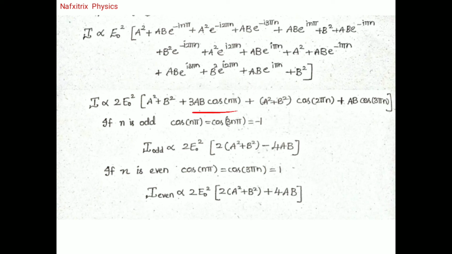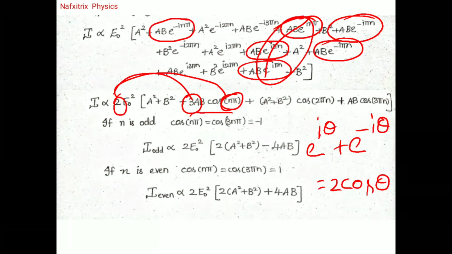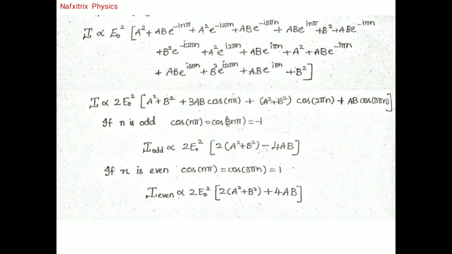Hence we would get this term from that formula. The next thing we need to look at is the a square plus b square term, in a similar fashion. Here a square e power minus i 2 pi n, here also a square e power i 2 pi n, here b square e power i 2 pi n, and next b square e power minus i 2 pi n. Like that.